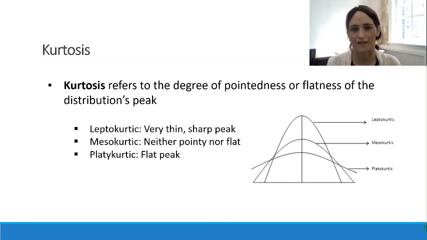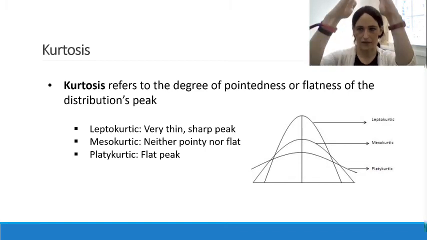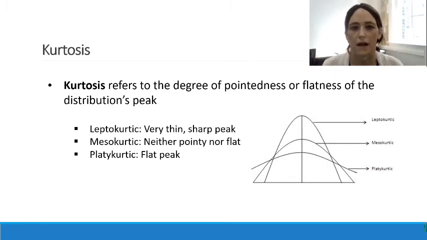We're not going to spend a lot of time on this concept, but kurtosis refers to the degree of pointedness or flatness of a distribution's peak. So we could have a value that's peaked very high in the middle, which we call leptokurtic, or how leptokurtic is the distribution. Mesokurtic would be neither pointy nor flat, and then platykurtic would be a flat peak.